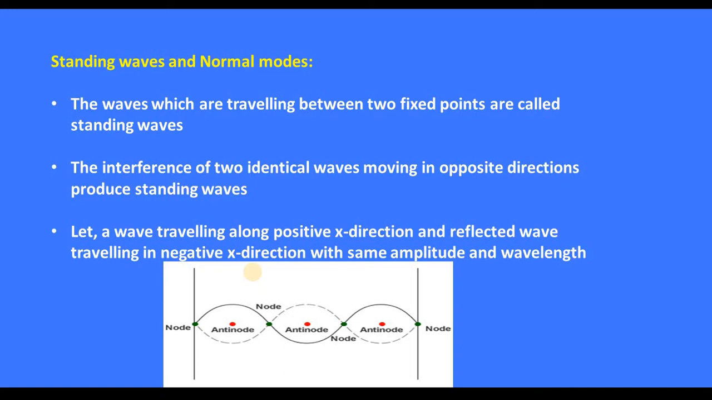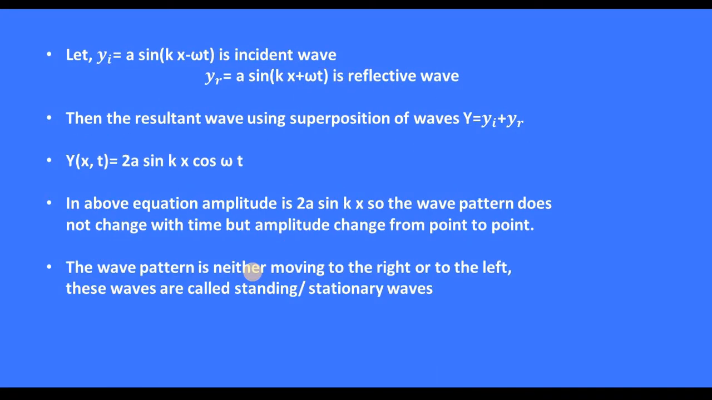If you observe here, the wave traveling between two fixed locations, if the incident wave is in the positive x direction, then the reflected wave will be in the opposite direction, the negative x direction, and both have the same amplitude as well as the same wavelength. So this is the diagrammatic representation for standing waves. Next, we take the incident wave displacement yi equals a sin of kx minus omega t. Then the reflected wave is represented as yr equals a sin of kx plus omega t, because it is in the opposite direction.